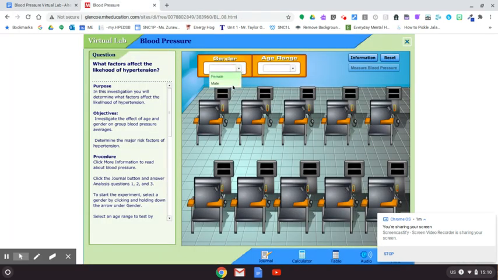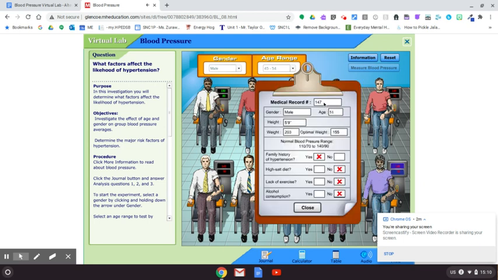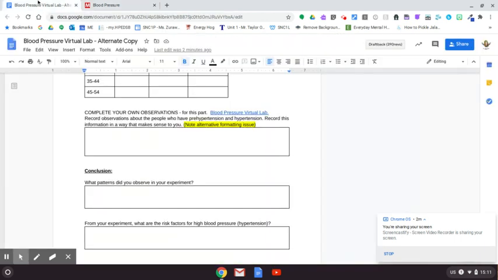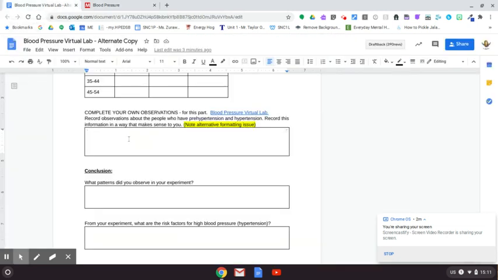So you're going to pop over. You're going to go to the males. I would start at the bottom because you know that there's going to be higher levels there. Everybody who turns up red, you're going to record some information about. So patient 147 was not quite 50 pounds overweight and has a family history of hypertension. So here you could just even put the medical record, 147, overweight / family history of hypertension.